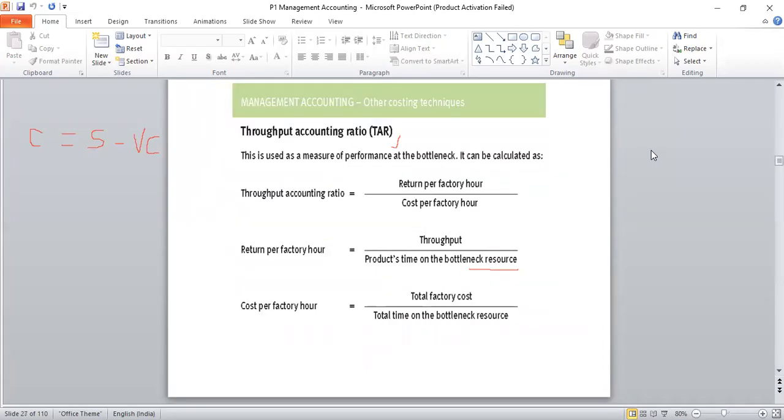Quickly, let's look into whatever questions there are about throughput costing.